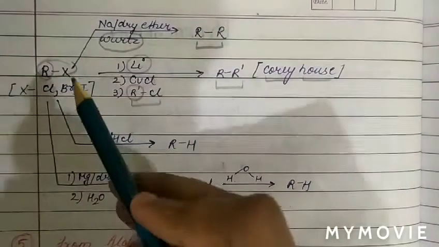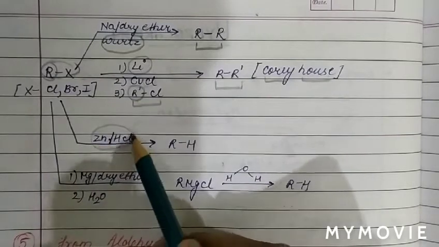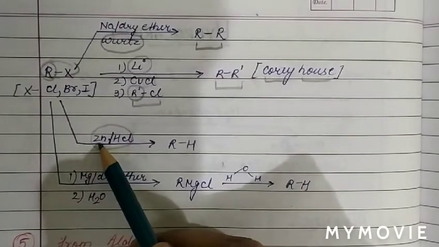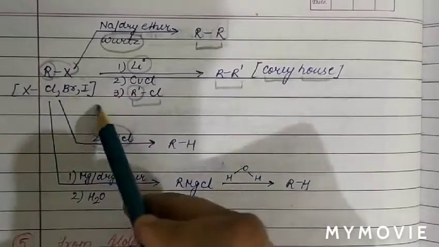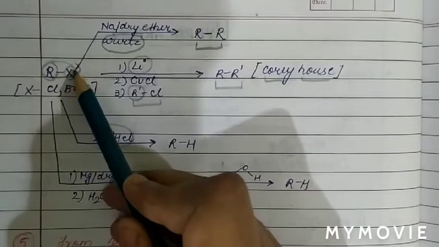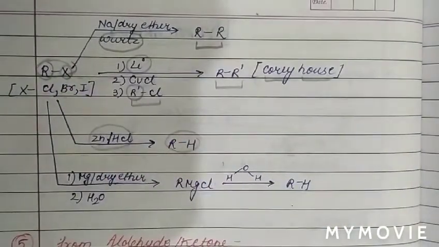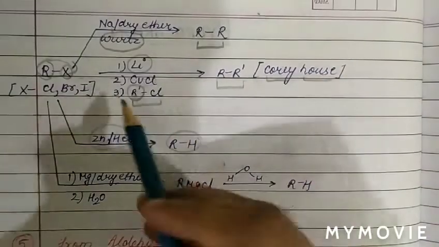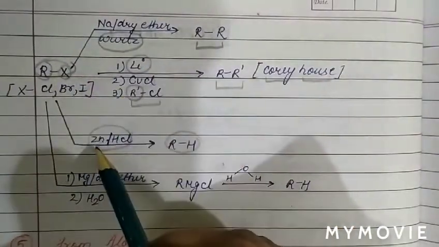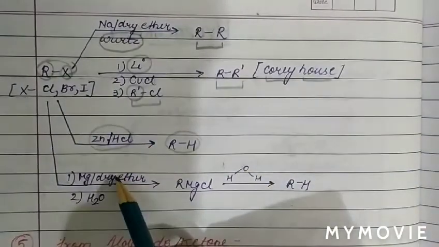See the another reaction. When alkyl halide is added with zinc and HCl, basically zinc acts as a reducing agent. So hydrogen is added in place of halogen. So it forms alkane RH. So three reagents we have used for the preparation of alkane from alkyl halide. So third reagent we have discussed zinc in presence of HCl. Now see the next reagent.